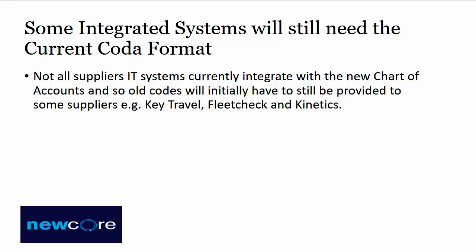No timeline for me to give you, but what that means is when you are ordering something from Key Travel, Fleet Check, or Kinetics, then they will still have to use the old account code structure, element 1, element 2, element 3, which is why the mapping of old to new is so important, particularly at the beginning. Not only for your awareness, but also for the fact that you will actually still be using the old account code structure. So you could potentially have actually 3, the old one, the new one, and then the project code for the project. So minor inconvenience.